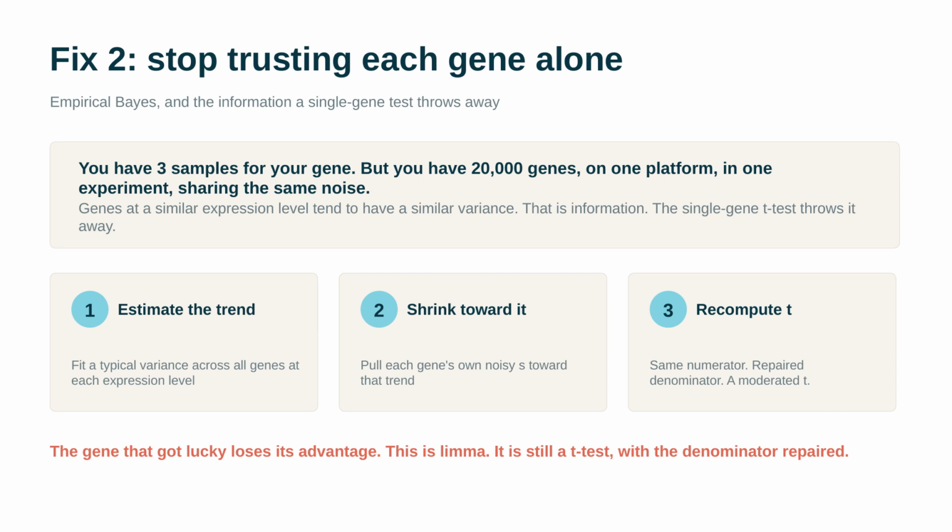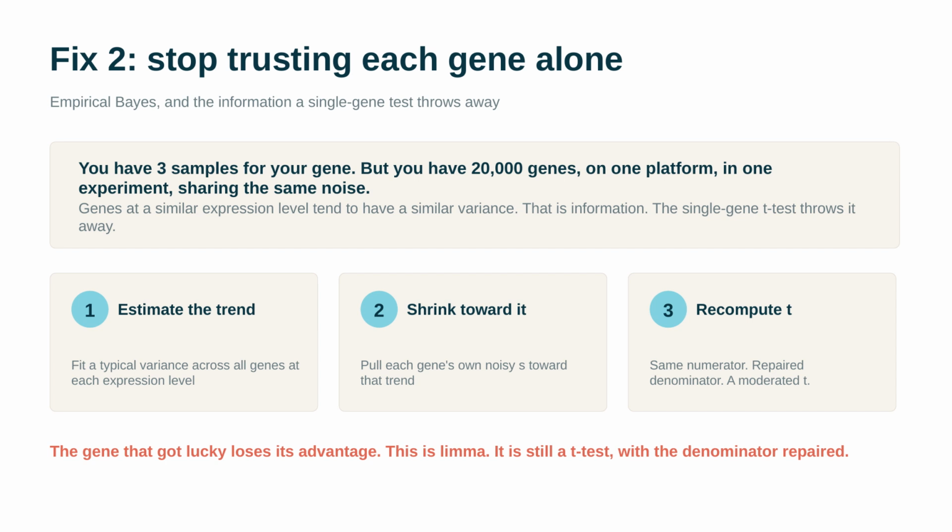So instead of trusting each gene's 3 lonely points, you borrow strength. You estimate a typical variance across all genes at that expression level, and you pull each gene's individual estimate toward it. That is empirical Bayes shrinkage. A gene whose S came out absurdly small gets pulled up toward the crowd, and its t-statistic collapses back to something honest. The gene that got lucky loses its advantage.